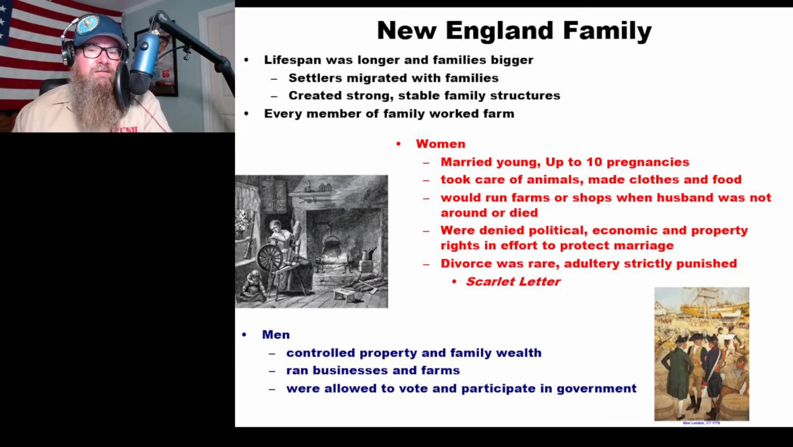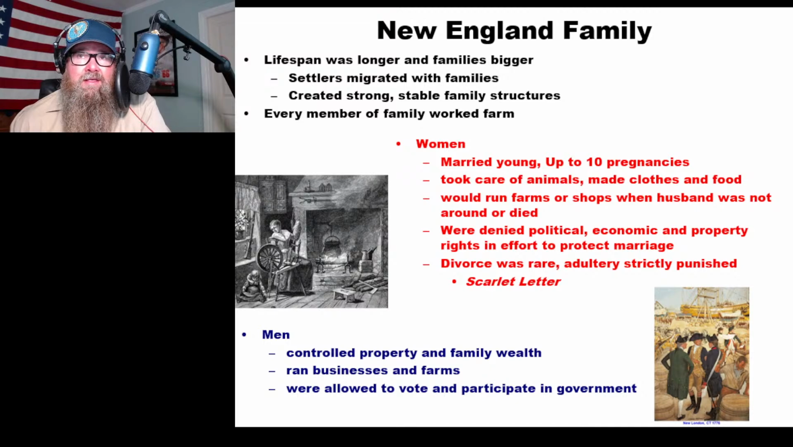Now, the New England family, they lived a lot longer than everybody else. And the women, they married very, very young. You can see they have 10 pregnancies. By the age of 16 years old, they're probably either getting married or are married. They did a lot of the work, but they didn't have any property rights, right? The men, they controlled everything, and they're the only ones that could vote, okay?